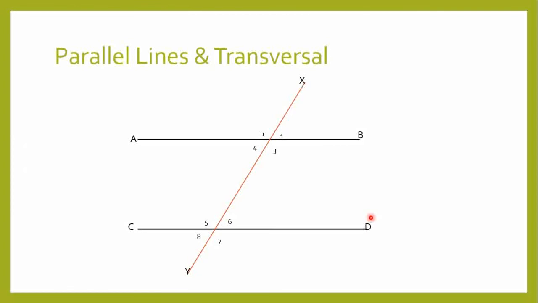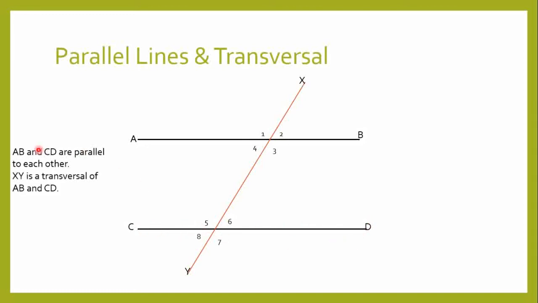Now we will discuss parallel lines and transversal. Here we have drawn two lines AB and CD. These two lines are drawn in such a way that they will never meet each other, and that is why they are called parallel lines. AB is parallel to CD, right?